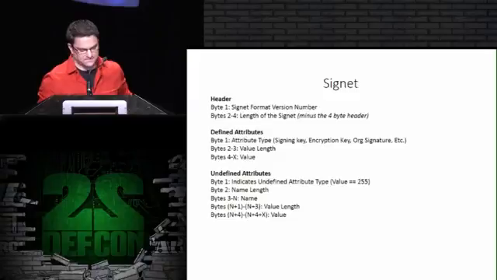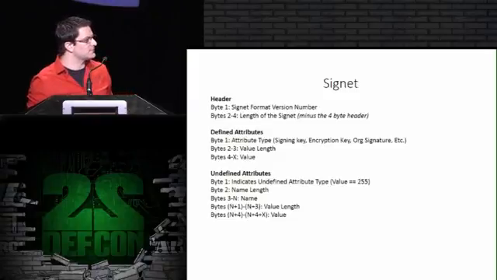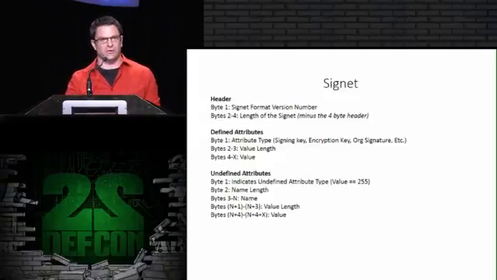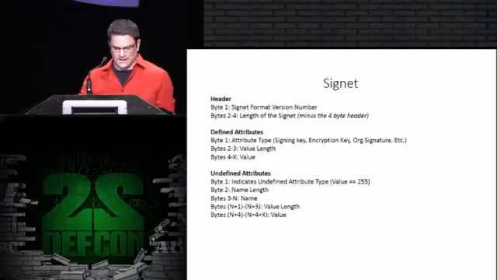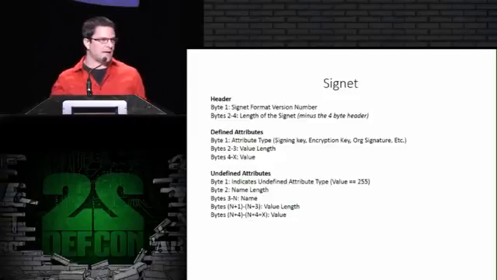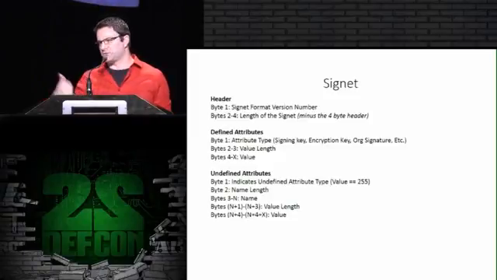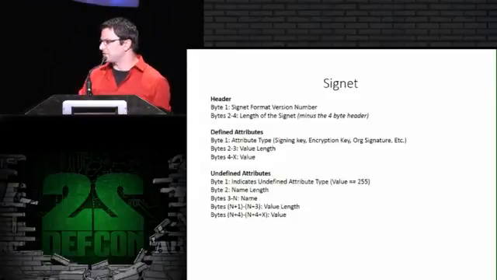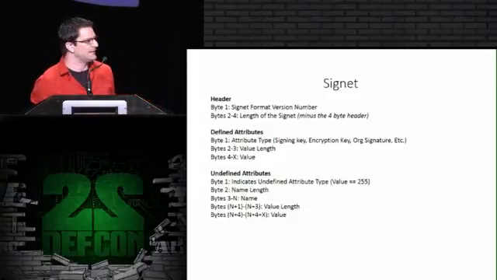What is a signet? Looks a little bit like this. It's a relatively simple format. You've got a 4-byte header that tells you the version. 3 of those bytes determine the length. You have defined attributes. Still trying to come up with exactly what that list of defined attributes is going to be. We know a few of them: your signing key, your encryption key, your user signature, your org signature, your photo, your name, maybe your website address, your telephone number, your address. But we're not going to be able to think of everything.